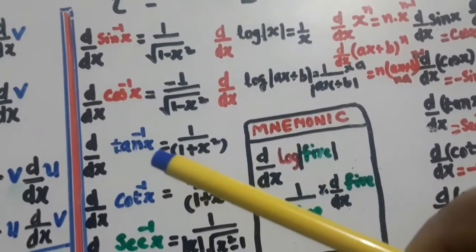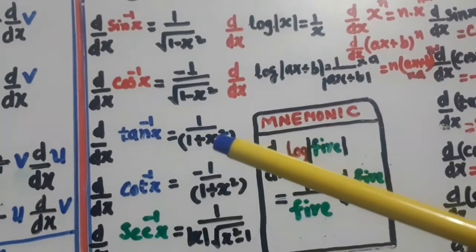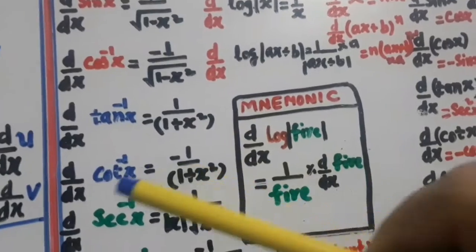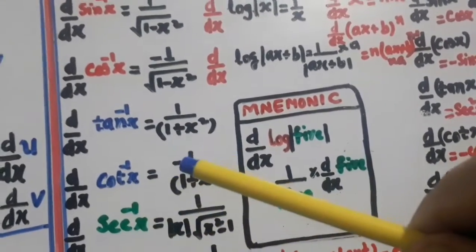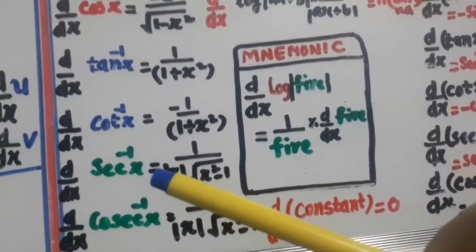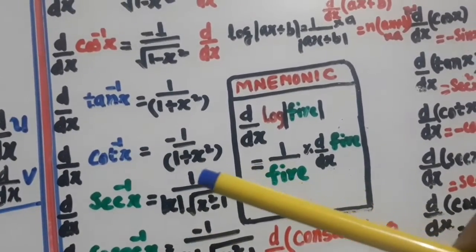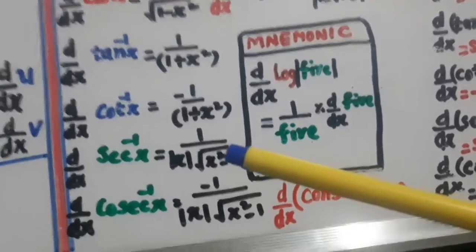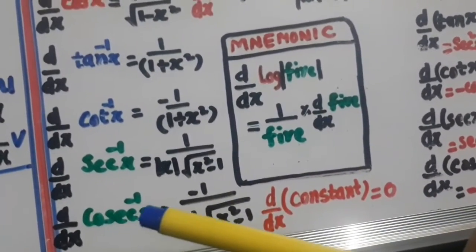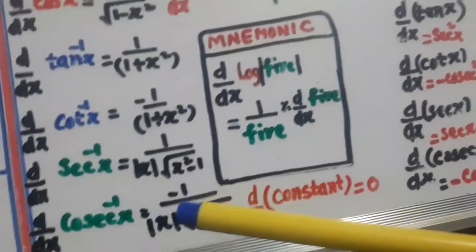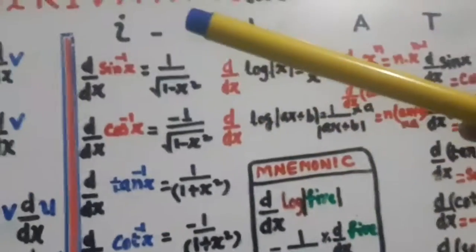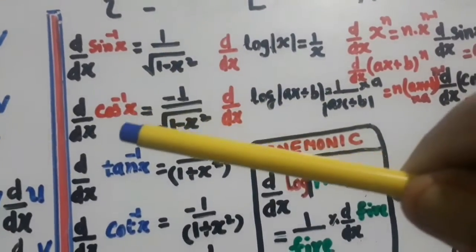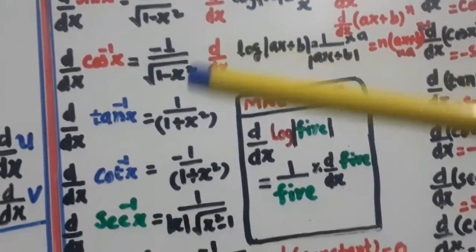d/dx of tan inverse x is 1 over 1 plus x square. d/dx of cot inverse x is the same, but since it is starting with c, it is in minus. d/dx of secant inverse x is 1 over modulus of x under root x square minus 1. d/dx of cosecant inverse x is the same, but with minus only. So what you have found is that those functions which are starting with c are negative.